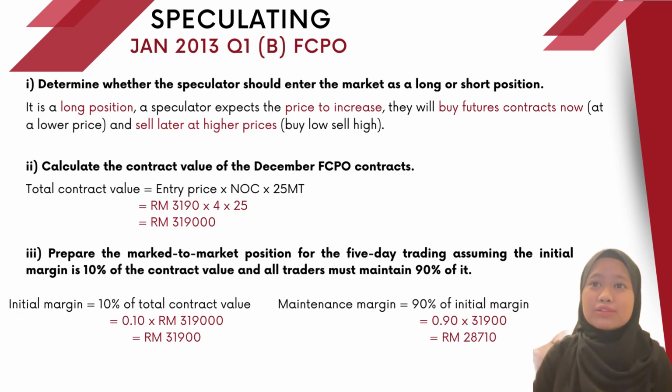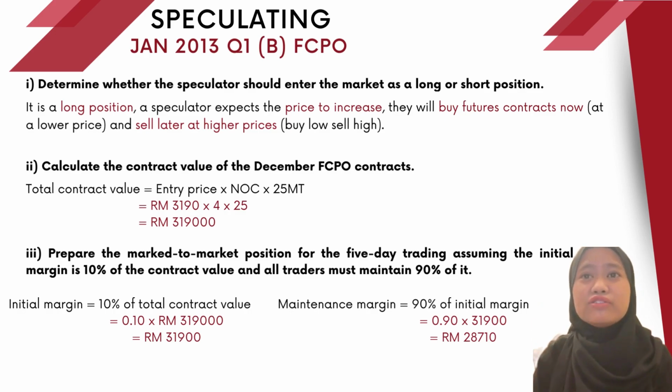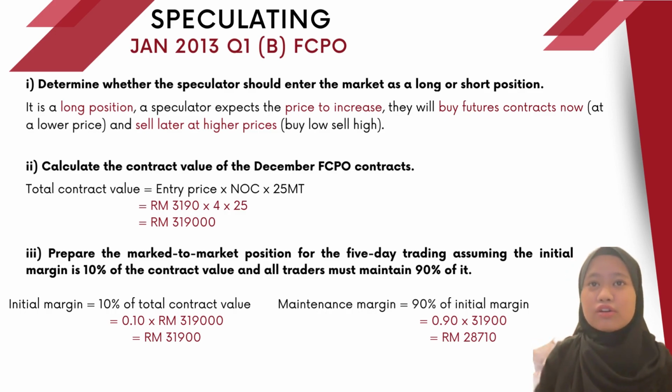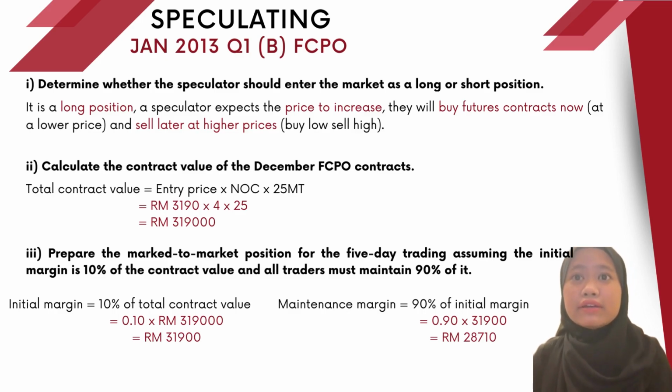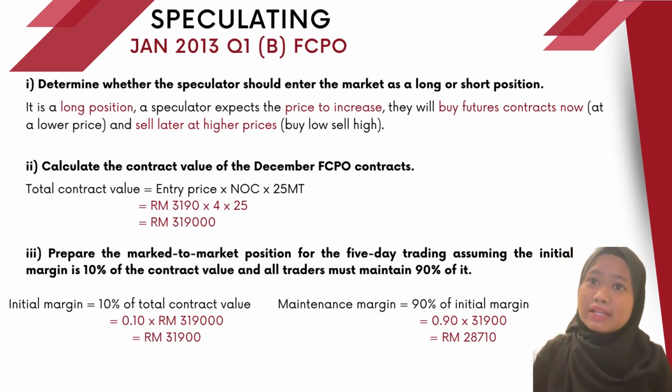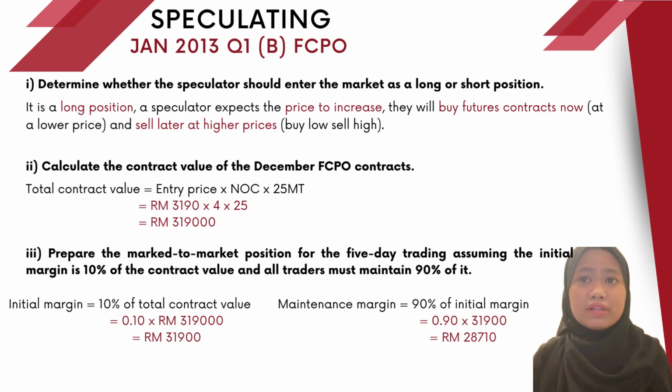Next, to prepare the mark-to-market position for the 5 trading days, assuming that the initial margin is 10% of the contract value and all traders must maintain 90% of it. So, the initial margin is 10% multiplied by the total contract value, which is 319,000 ringgit, and the answer will be 31,900 ringgit. And the maintenance margin is 90% multiplied by the initial margin, which we previously calculated, which is 31,900 ringgit, and the answer will be 28,710 ringgit.